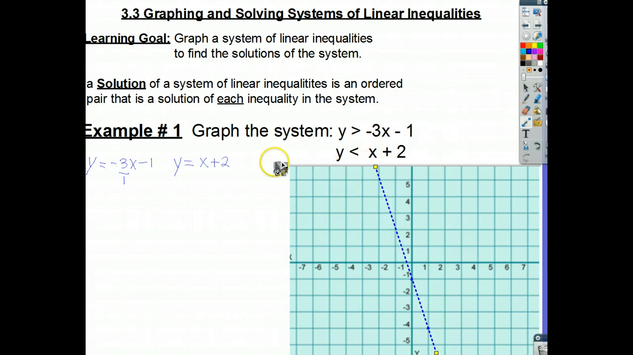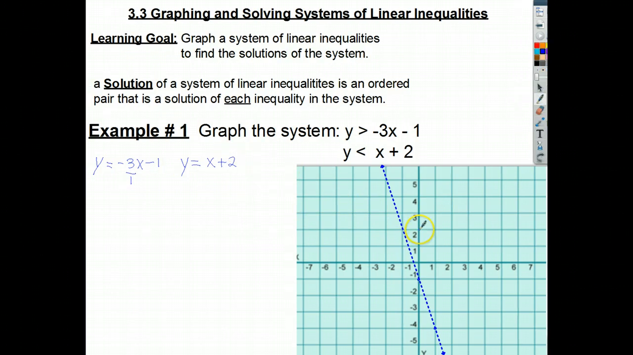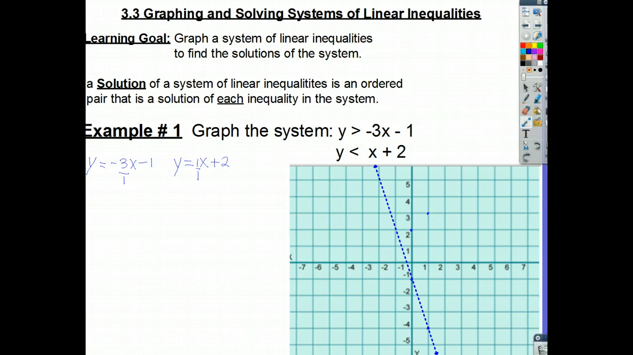Okay, and then the second one is going to cross at positive 2, and the slope on this one, well, I don't see a number, but there's a number there. It's 1 over 1, so go up 1 and to the right 1 from our y-intercept. This one is also a dotted line, so we'll draw a dotted line through these two. I really like this software. I'm getting used to it.